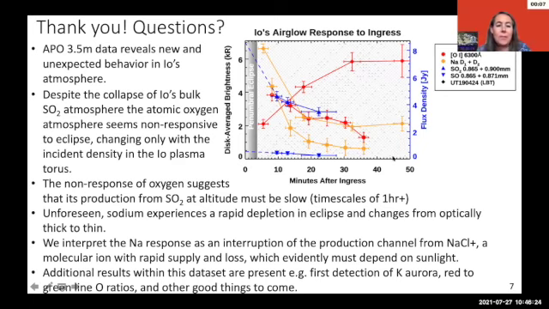All right, thank you. Okay, I have a question. Why is it important to study Io's atmosphere during eclipse? Why is this an important thing to understand?